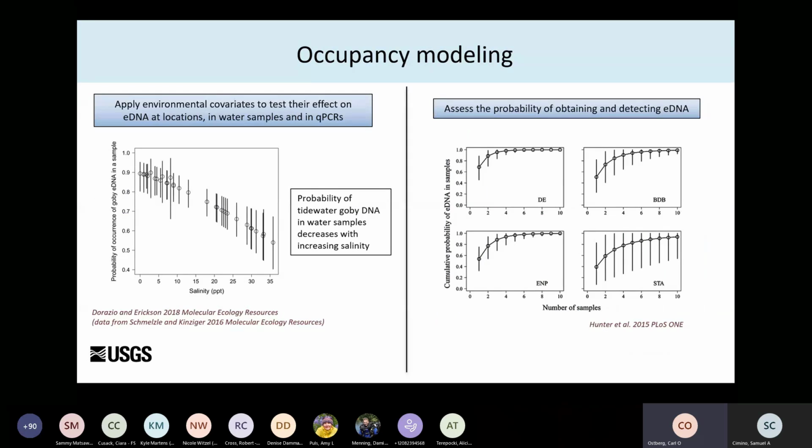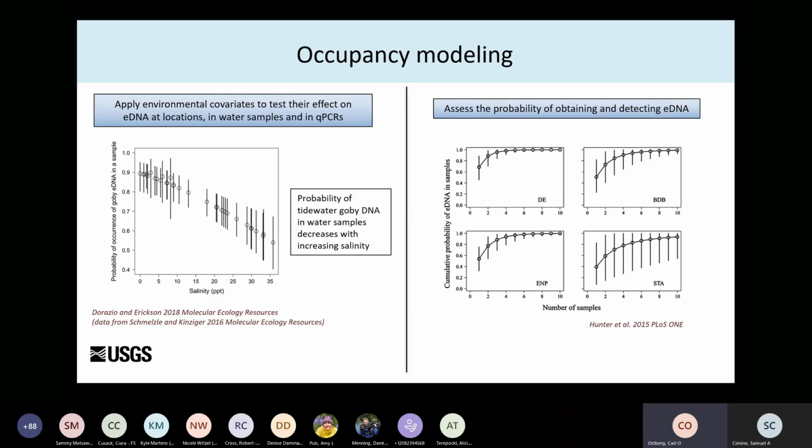So covariates can be applied to the occupancy model to determine their effect on eDNA. And the figure here on the left shows the probability of Gobi eDNA occurrence in a water sample on the y-axis, and salinity on the x-axis. And what we see is that the probability of Gobi DNA in the water samples is decreasing with increasing salinity.